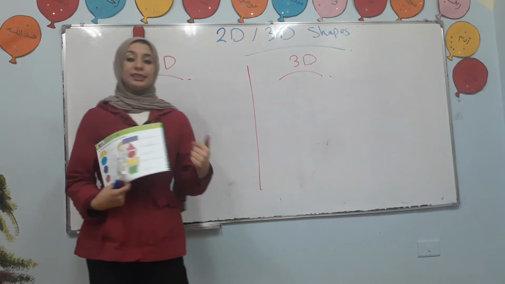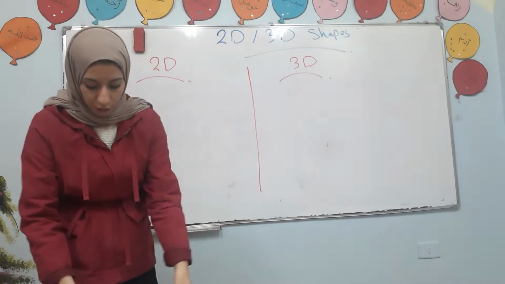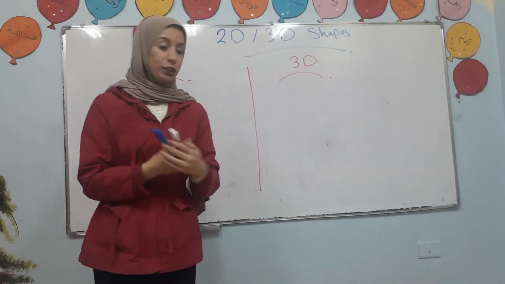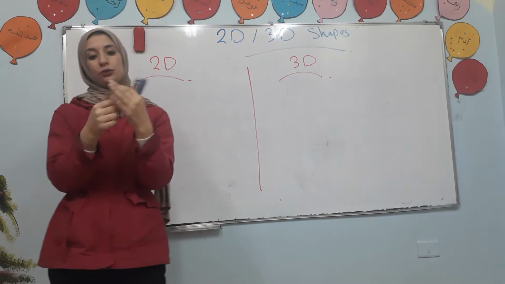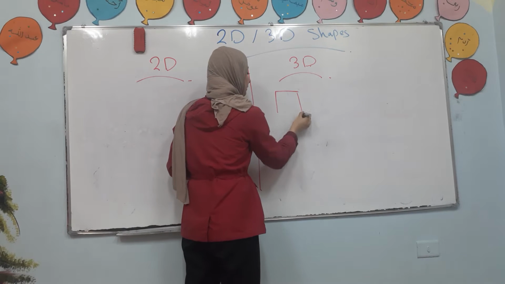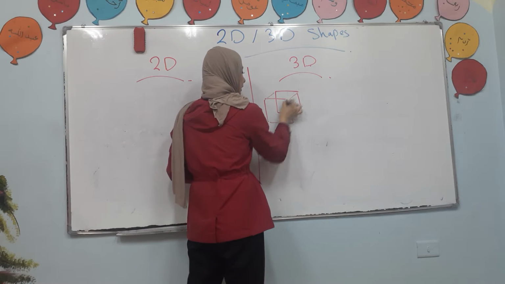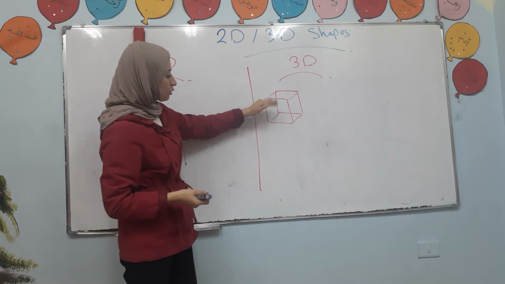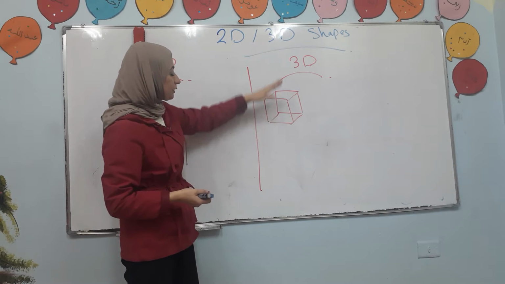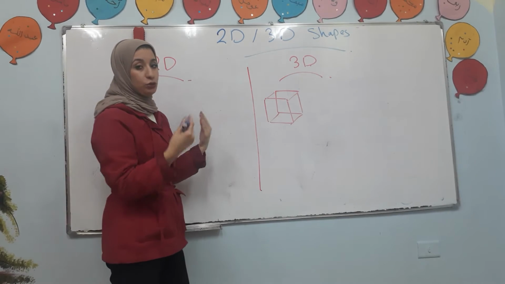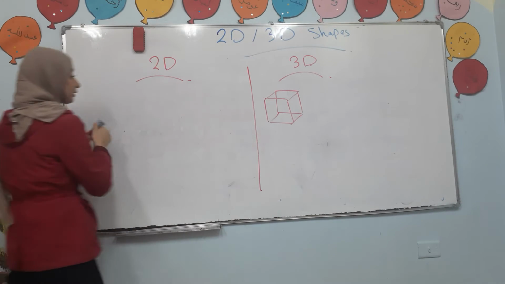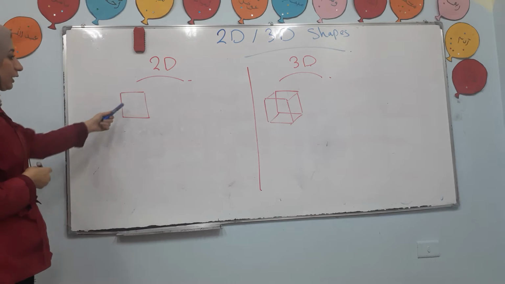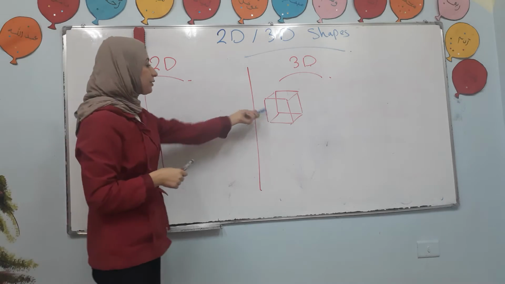Today we will talk about 2D and 3D shapes. In a 2D shape, you can see just only the interface, the front side of the shape. About 3D, you can see all pieces of the shape, like this cube. You can see the front and backward faces, right and left side, above and below side. In the 2D shape you can see only the interface. This is called 2D and 3D shape.